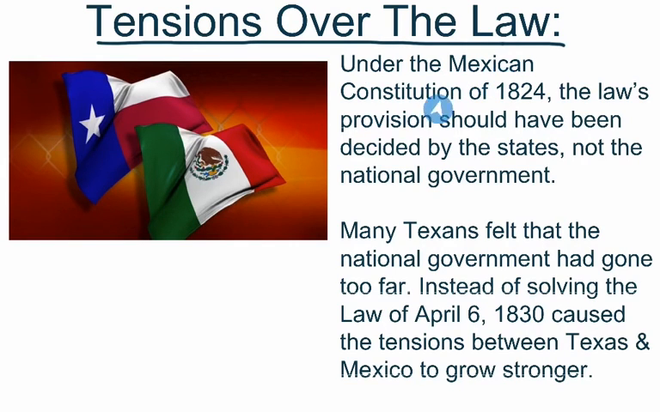Now, the tensions over the law continue to grow. Under the Mexican Constitution of 1824, the law's provisions should have been decided by the states, not the national government. If you remember from the vocabulary words, states' rights. But many Texans felt that the national government had gone too far, and instead of solving the problem, the law of April 6, 1830 caused the tensions between Mexico and Texas to grow stronger. A lot of Anglo-American Texans felt that they had crossed the line, telling them what to do, because a lot of them believed in that states' rights power. So, because of that, the tensions between the northern state of Texas and the national government of Mexico continue to rise and continue to literally heat up as this law of April 6, 1830 was passed on to this northern state of Texas.